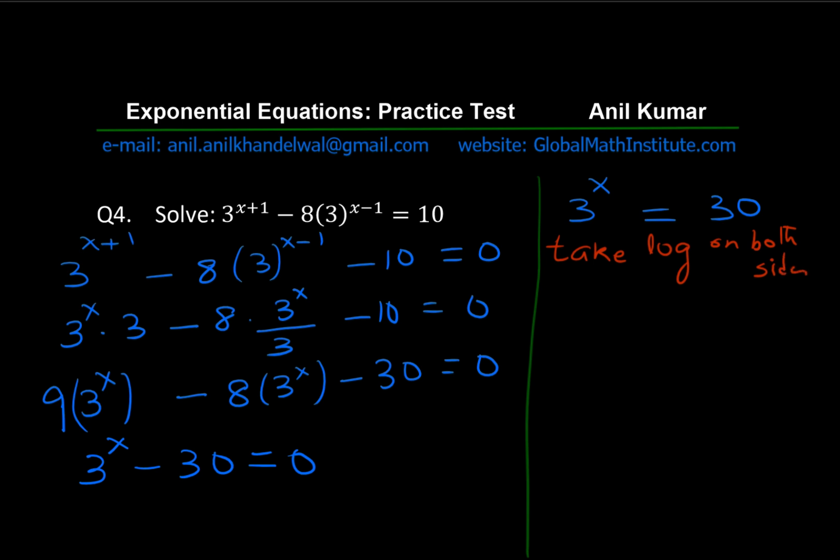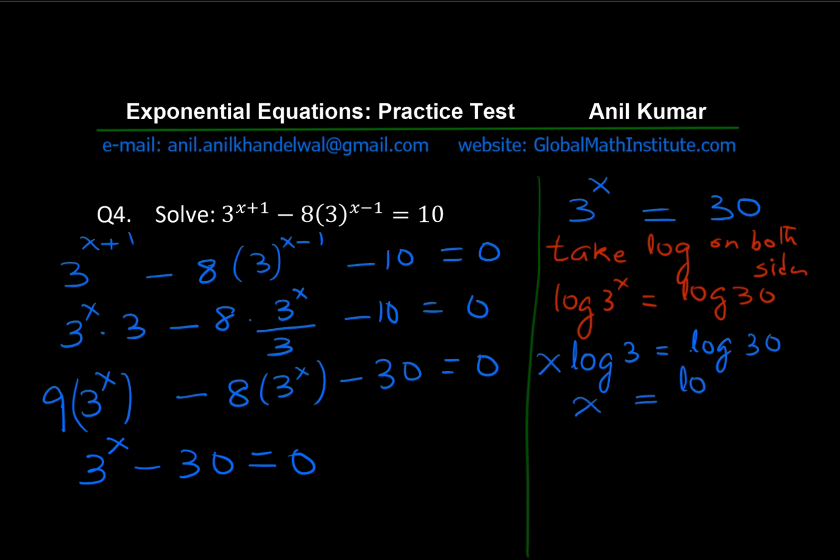Right. So we get log 3 to the power of x equals log 30, which gives you x times, using properties of logarithms, log 3 equals log 30. And we get x equal to log 30 divided by log 3. Right? So that is how you could do it. Now log 30 could be written as 10 times 3, and you could further solve it and simplify this.